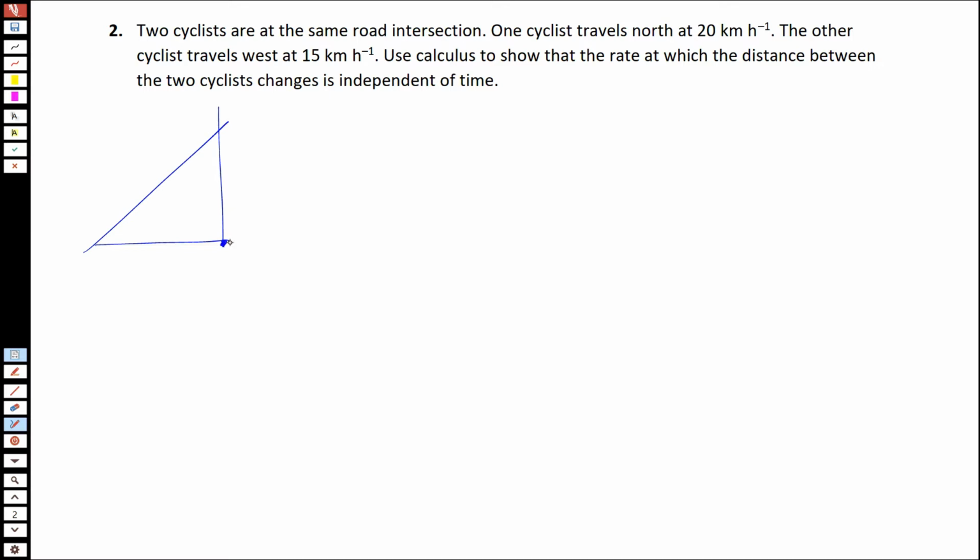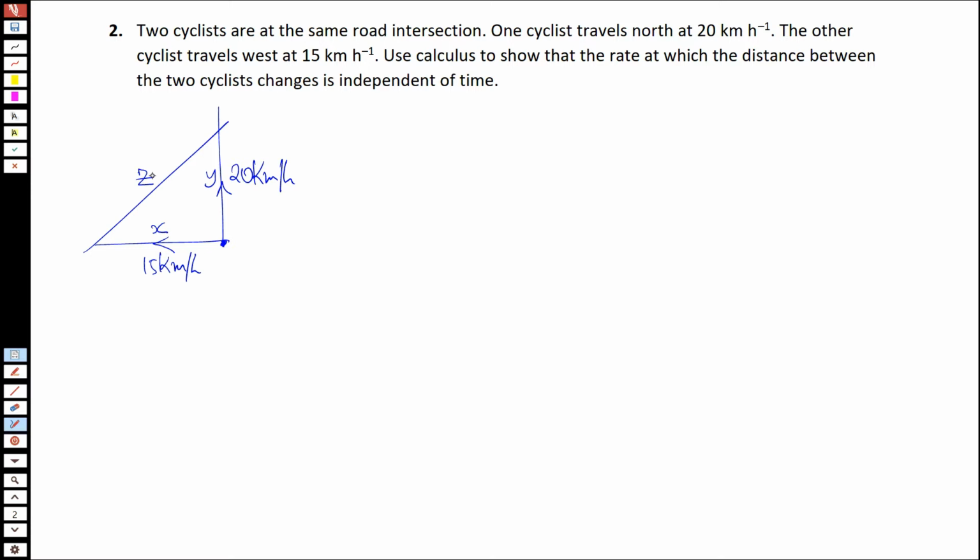Suppose this is the intersection, and it's given that one cyclist travels north at 20 kilometers per hour. So let's just call that Y. And then the other one travels west at 15 kilometers per hour. Let's just call this X. And assuming that at any time t, the distance between them is given by z.